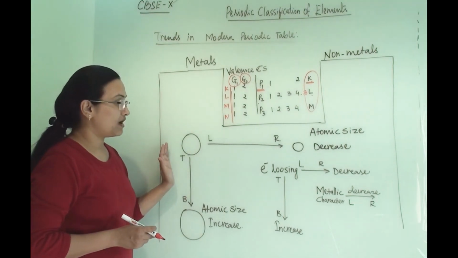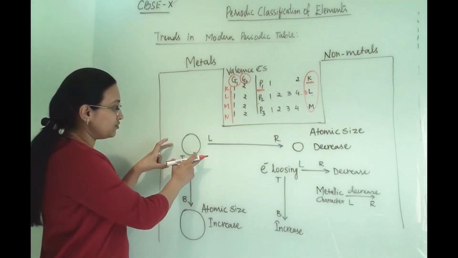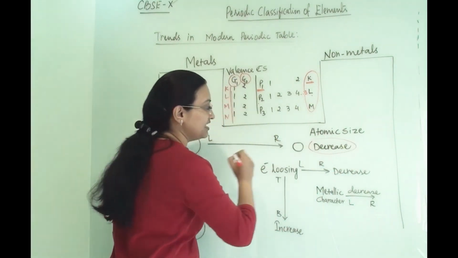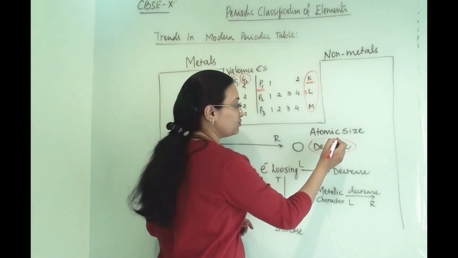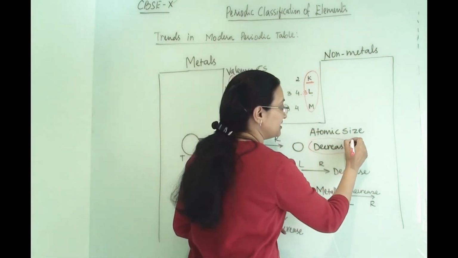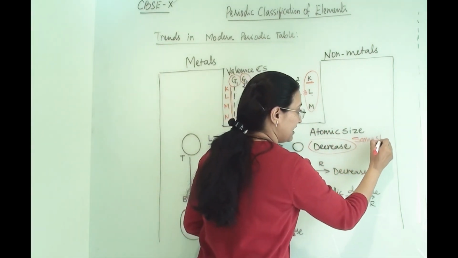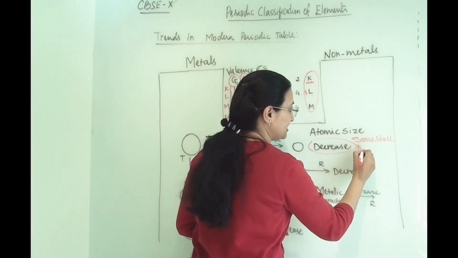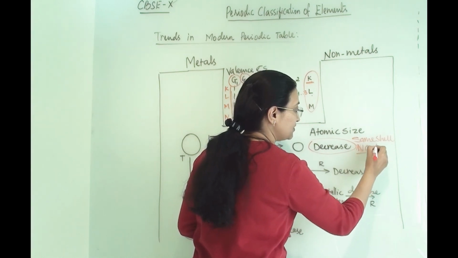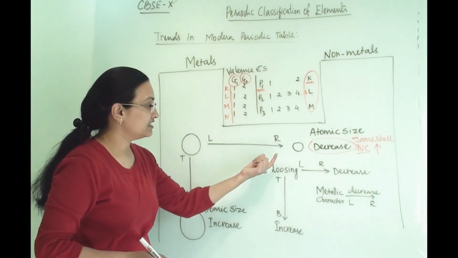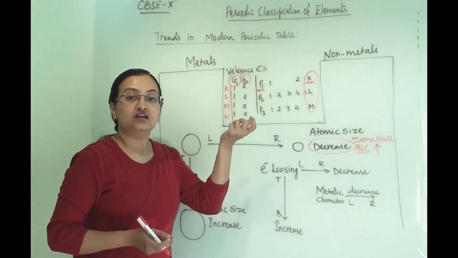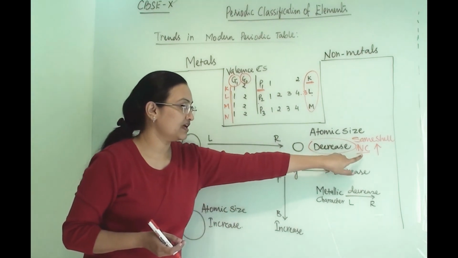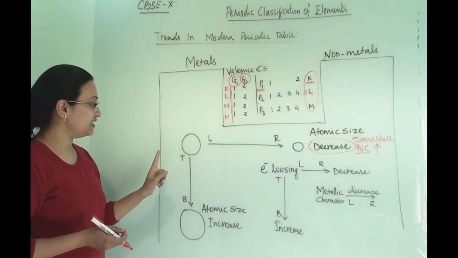Now we are talking about atomic size. So from left to right, the atomic size will decrease. Why will it decrease? Because 1 electron is being added up in the same shell, and the nuclear charge, I am writing here NC, the nuclear charge will increase. So that's why the atomic size will decrease. The electrons are being pulled towards the nucleus. So that's why the atomic size will decrease.